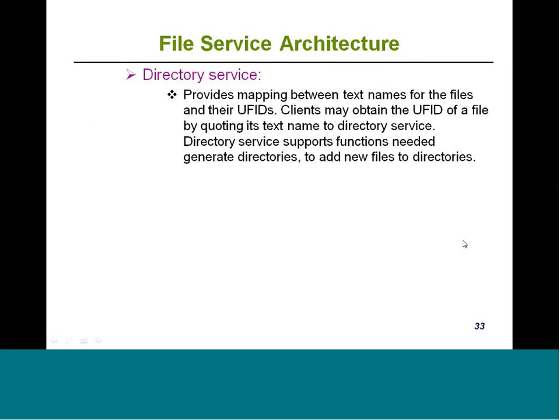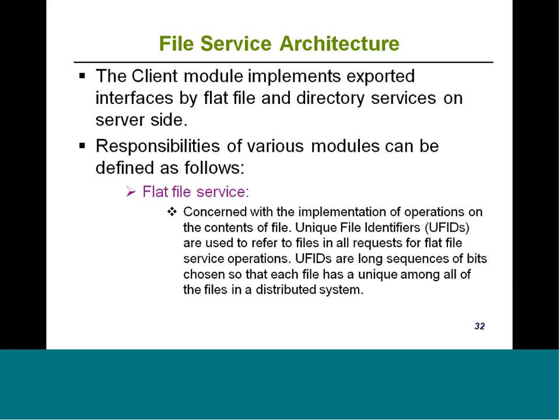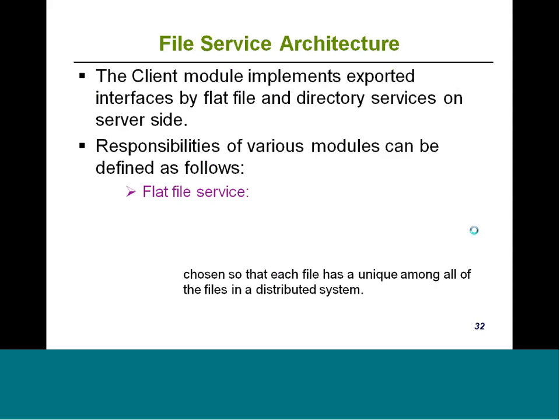So the directory service provides the mapping between the text names of the files and their UFID. The client may obtain the UFID of a file by quoting its text name to the directory service. And these are all one-to-one mappings, right? So that's the uniqueness of the flat file service. It is not very interesting, and as you can see, the UFID can be a long sequence of bits because we need to map all the files in the file system with unique identifiers, which is kind of an arduous task anyway.